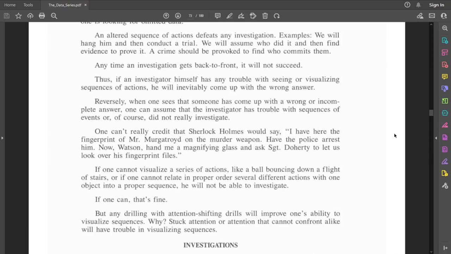Examples: we'll hang him and then conduct a trial. We'll assume who did it and then find evidence to prove it. A crime should be provoked to find who commits them. Anytime an investigation gets back to front, it will not succeed. Thus, if an investigator himself has any trouble with seeing or visualizing sequences of actions, he will inevitably come up with the wrong answer. Reversely, when one sees that someone's come up with a wrong or incomplete answer, one can assume that the investigator has trouble with sequences of events, or, of course, did not really investigate.